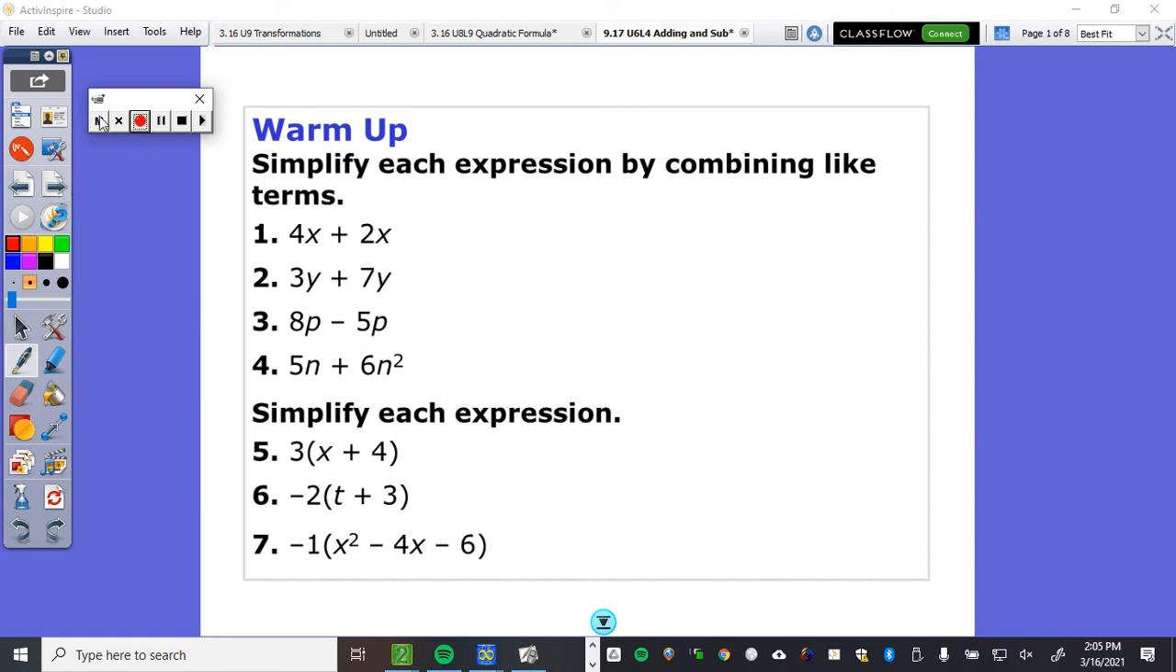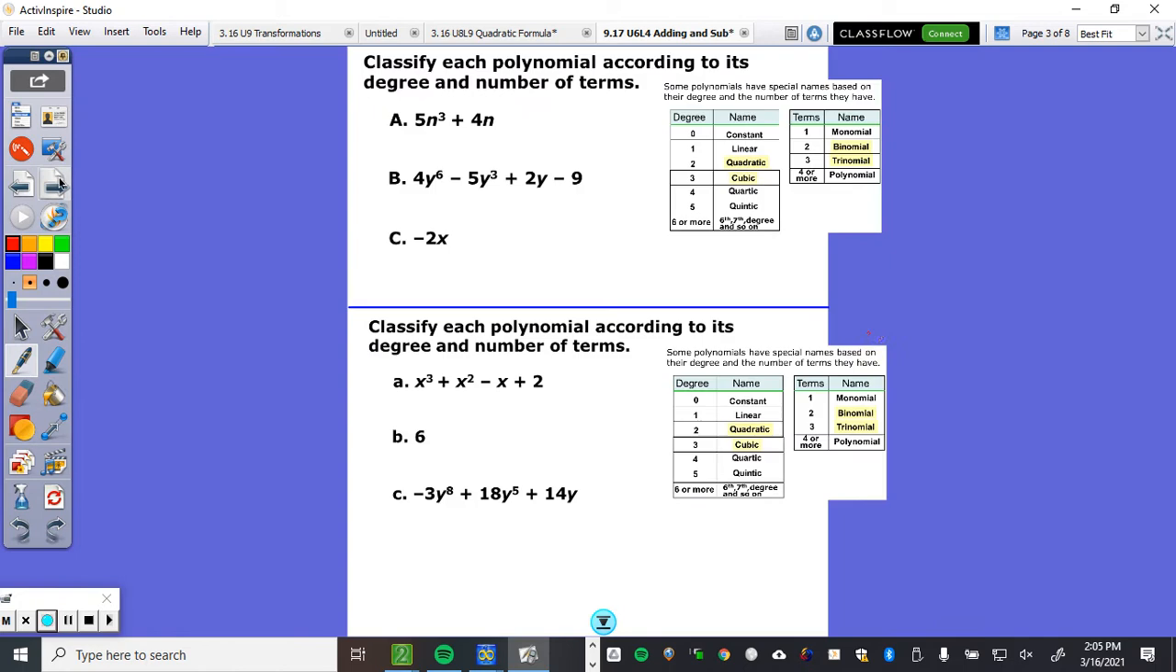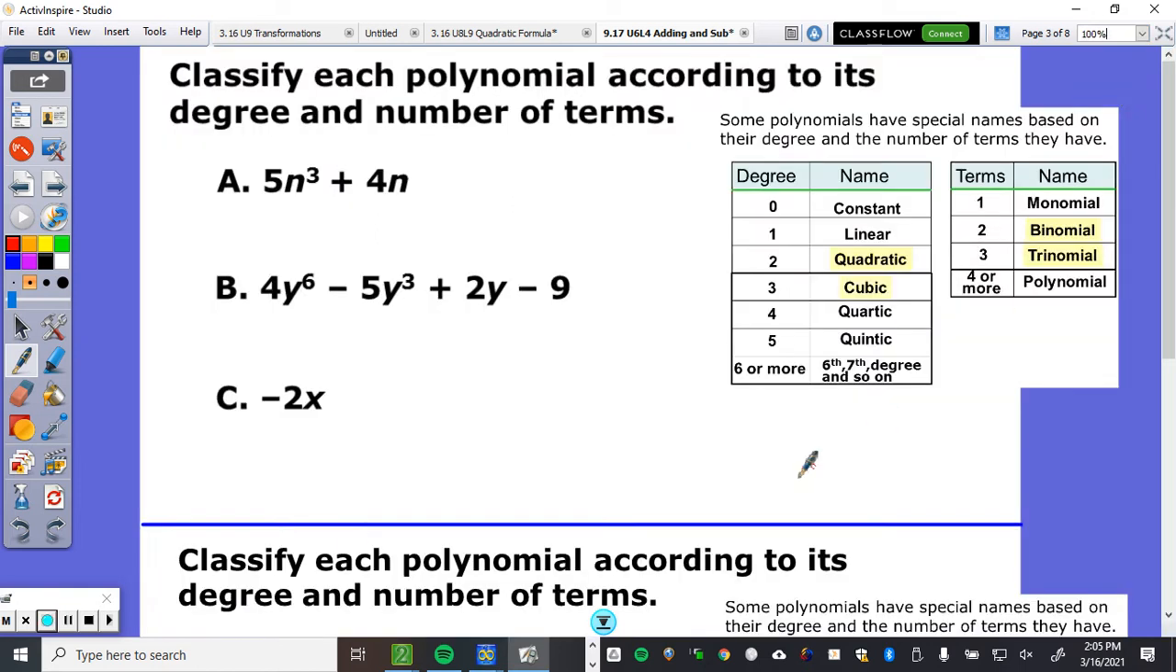So today we're going to add and subtract polynomials. But before we do that, I want you guys to do these. Classify these by the degree and number of terms. And I went ahead and gave you the list. A, B, and C classified by the degree and number of terms.